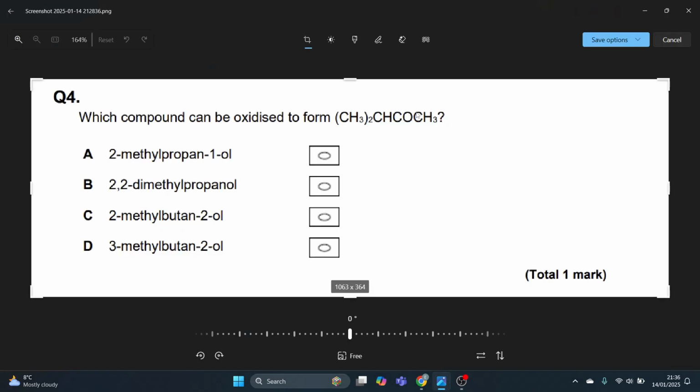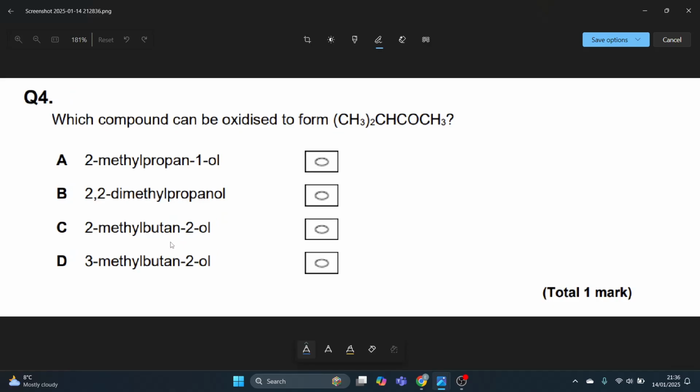Question 4. Okay. Which compound can be oxidized to form this? Okay, so I can see that this is clearly a ketone, right? Because the CO is in the middle. So therefore, the carbonyl functional group.